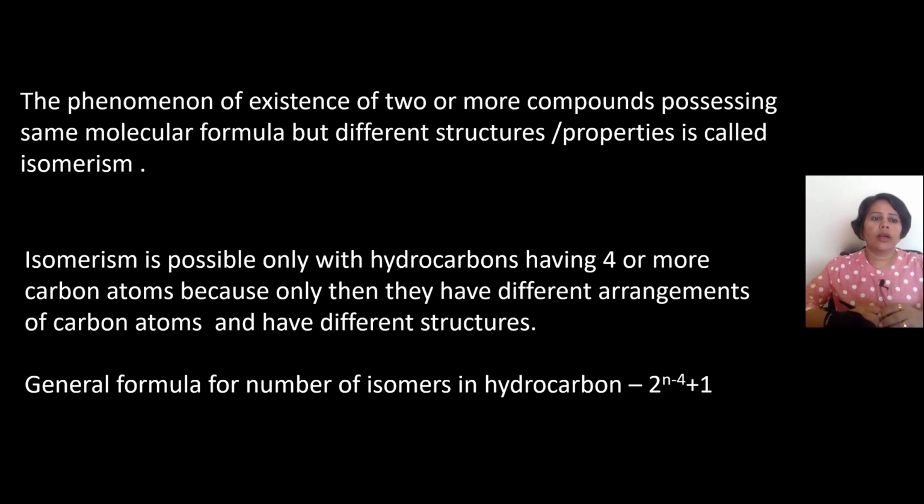So how do we know how many isomers we can make for a particular compound? For a particular organic compound, a hydrocarbon, the general formula is 2^(n-4) + 1, where n is the number of carbon atoms. If we put in the number of carbon atoms, we will get the number of isomers.